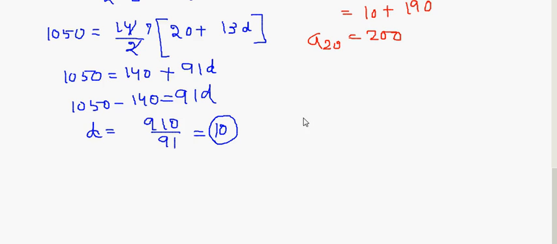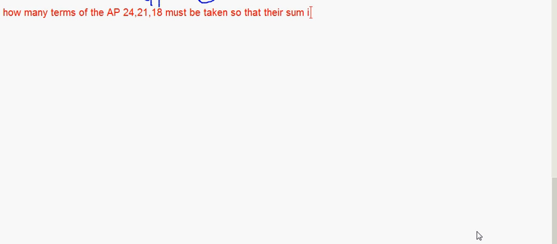Now we can take up another one, though a different type again. Okay, let me again put up the question. How many terms of the AP 24, 21, 18 must be taken so that their sum is 78? We have to find then n here.